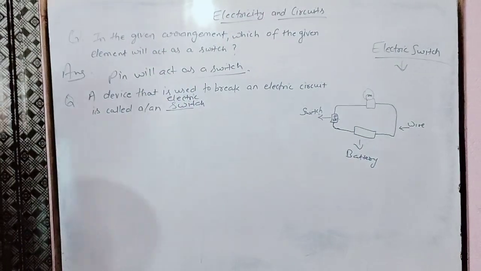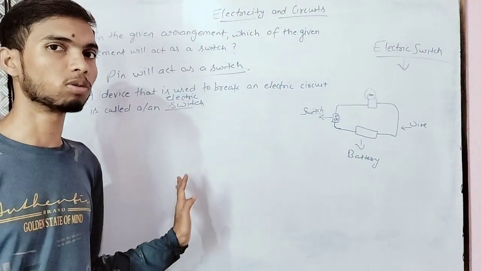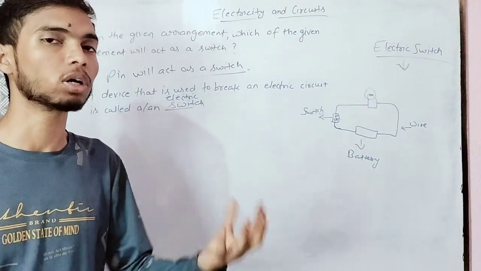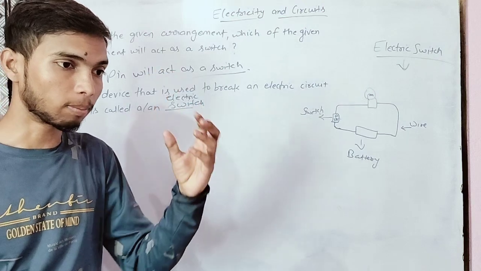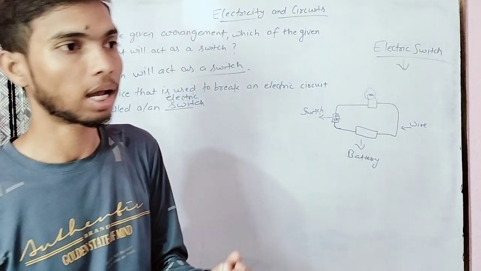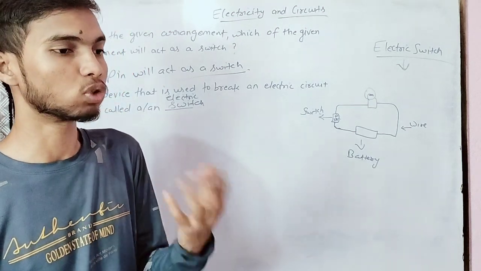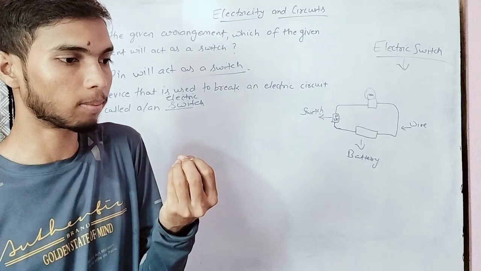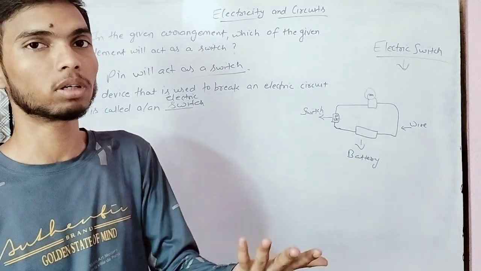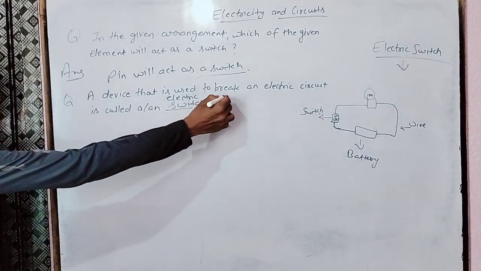So what is that device? That device is the electric switch. With this device we can break a complete electric circuit, and we can join an open circuit with the help of the electric switch. So this was the answer, electric switch.